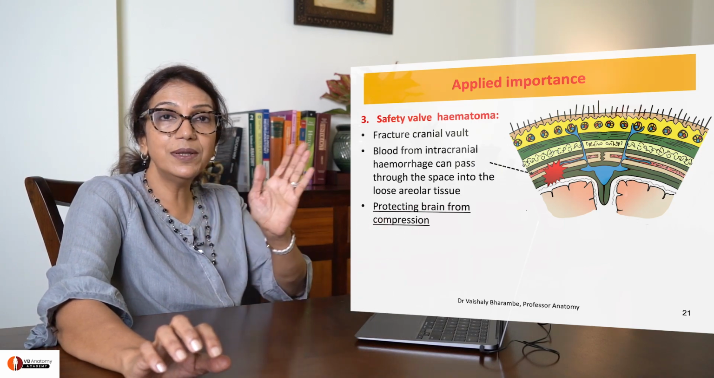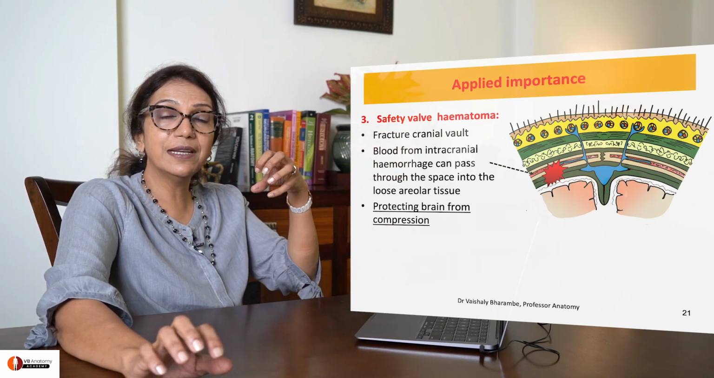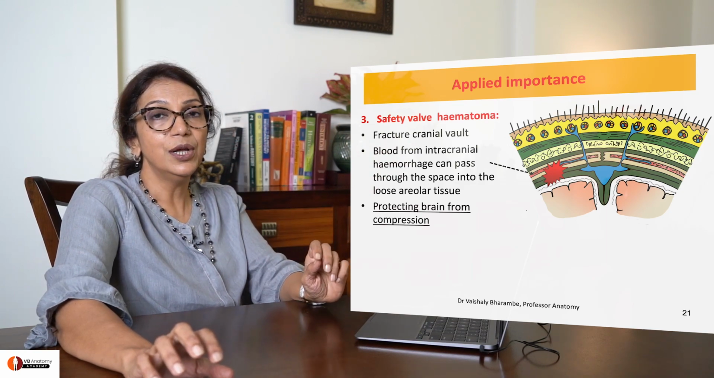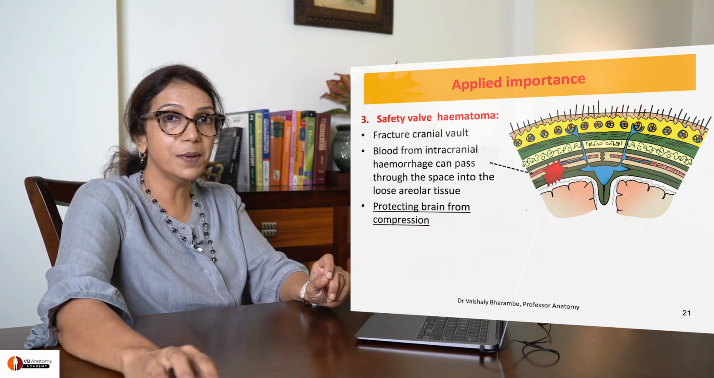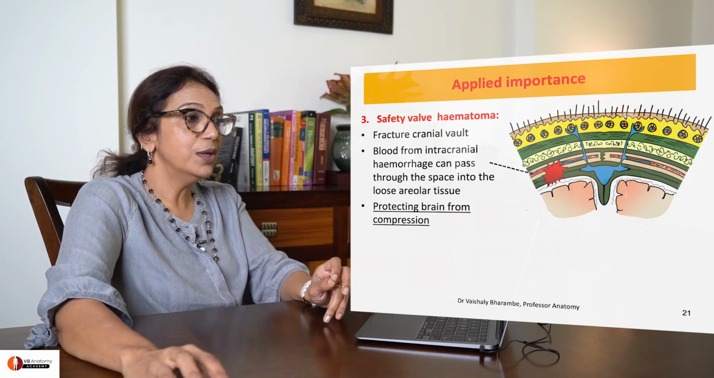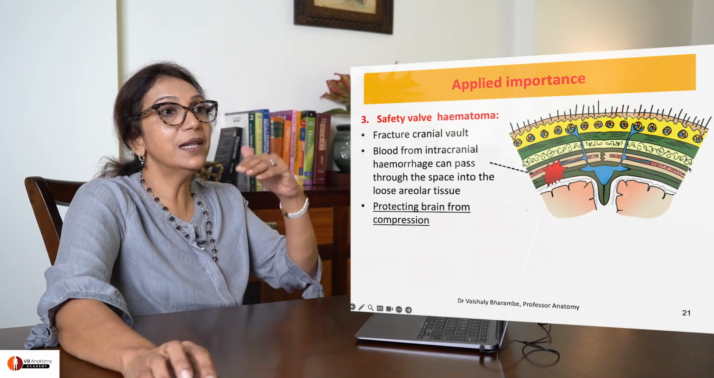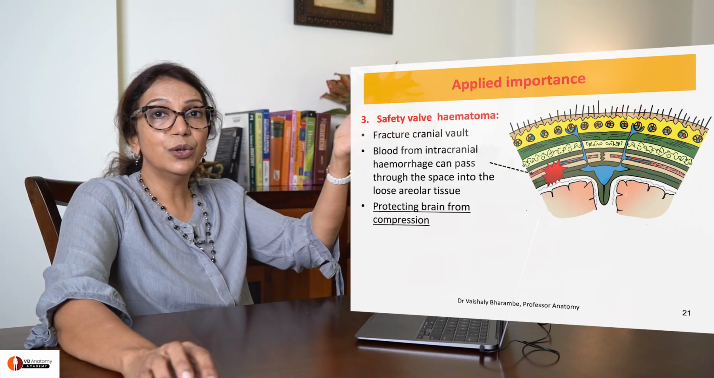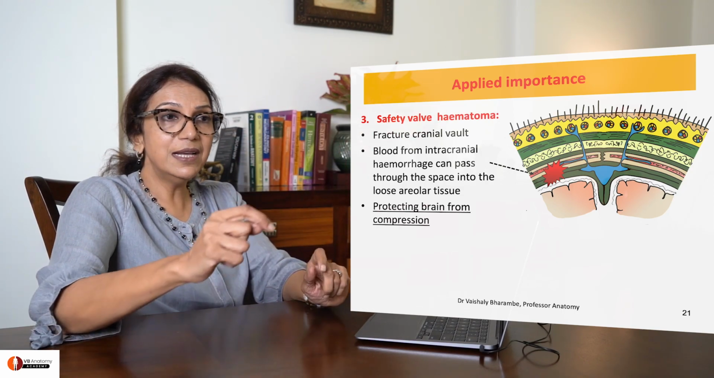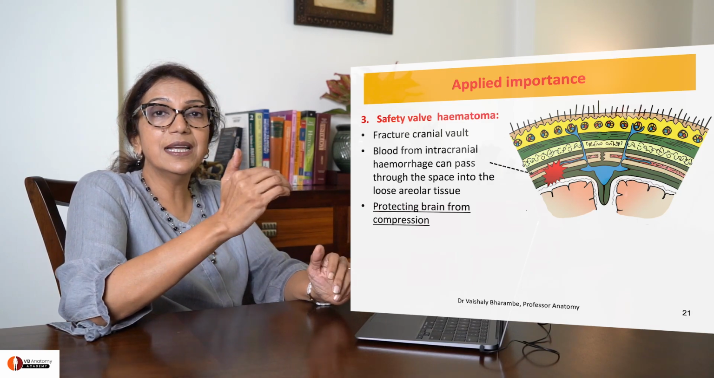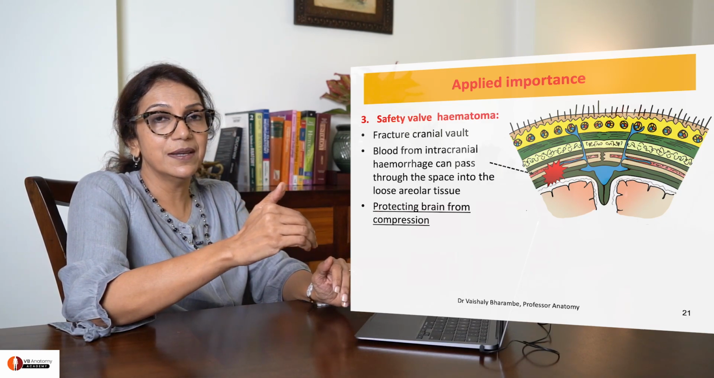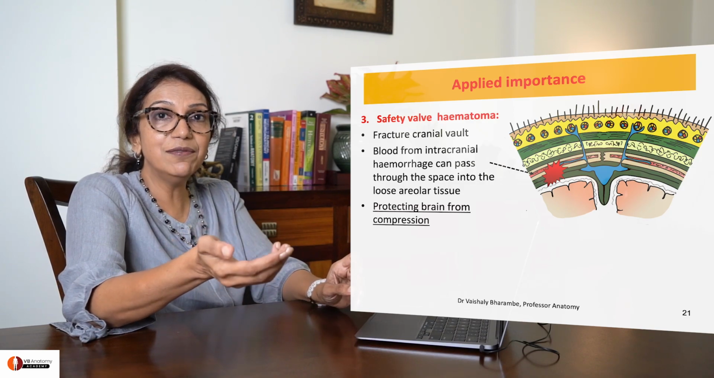Had it not found this path, it would have collected inside your cranial cavity, causing compression of your brain, which is serious. So, because the space of loose subaponeurotic tissue is there, blood collects in that layer, not compressing the brain. Thus, this hematoma is acting as a safety valve for the brain. Hence, it's called a safety valve hematoma.